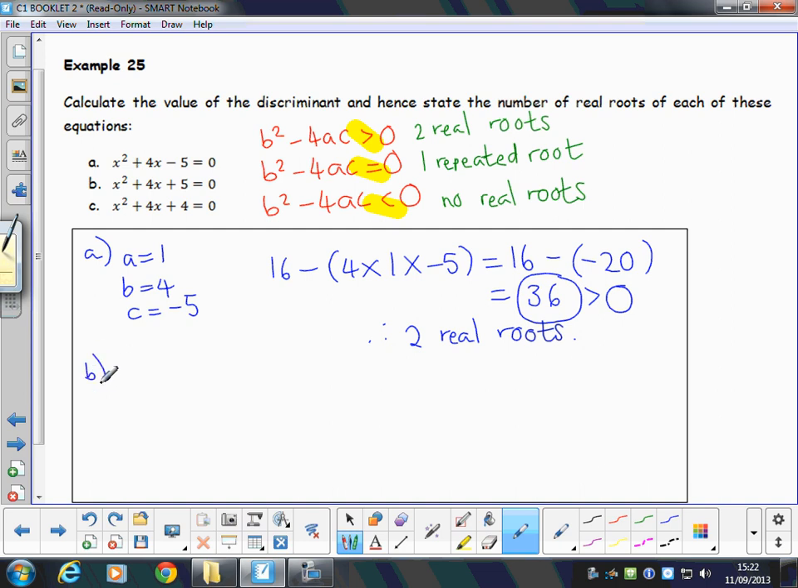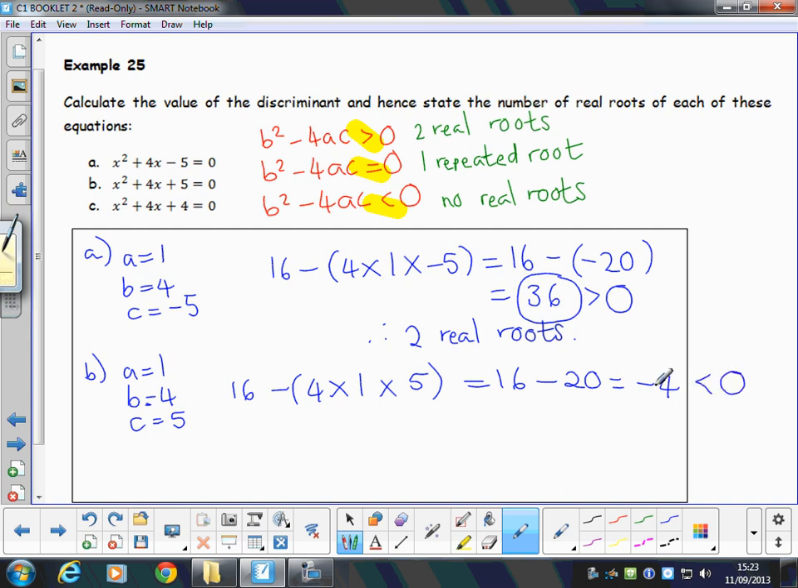So if we look at part B, I've got a equal to 1, b equal to 4, and c equal to 5. If I substitute these values into b squared minus 4ac, I get b squared is 16 minus 4 times a times c. So I get 16 minus 4 times 1 times 5, minus 20, which is equal to minus 4, and this is less than 0. If it's less than 0, that means we have no real roots. Therefore, in this case, we have no real roots.